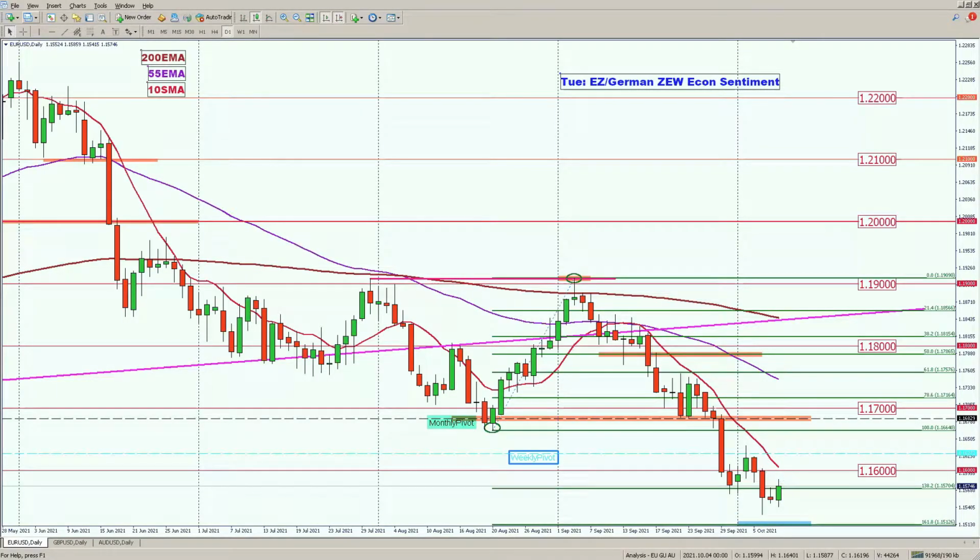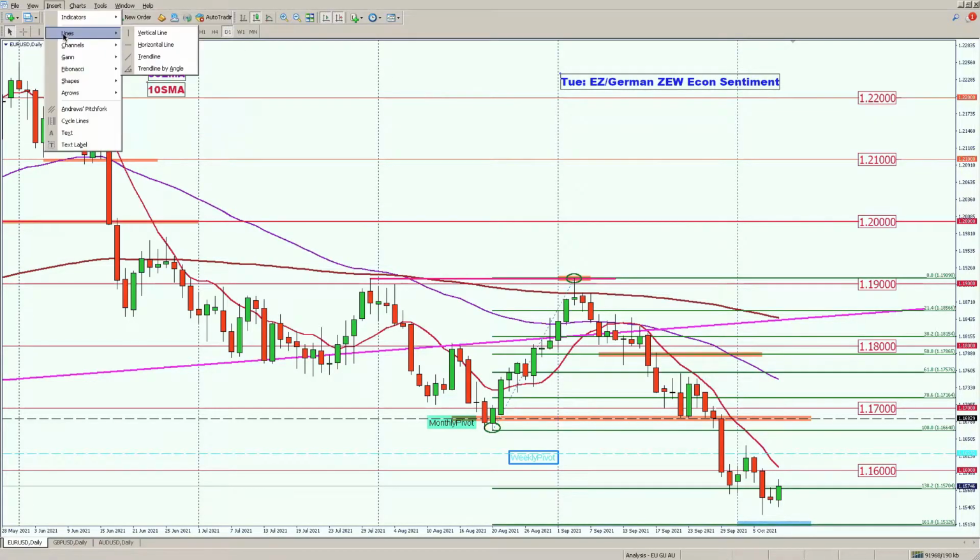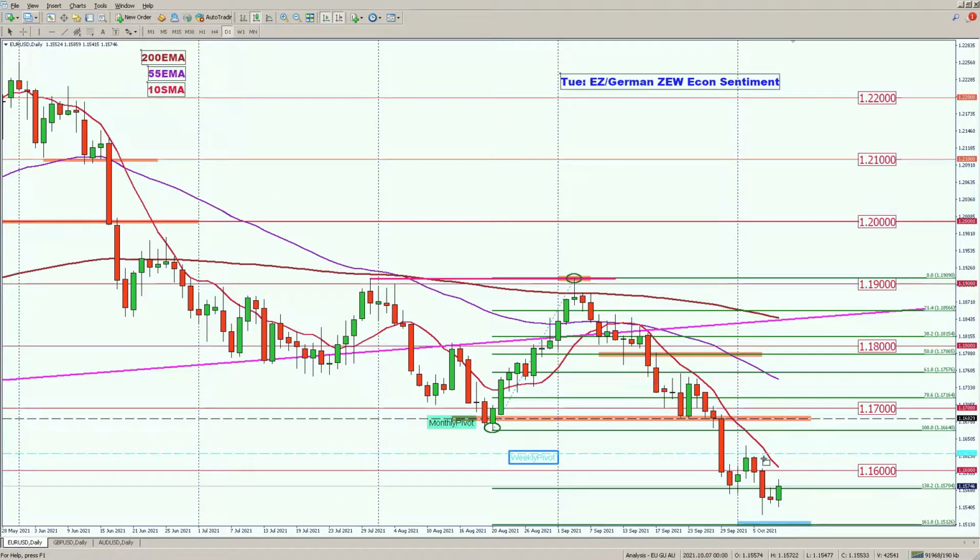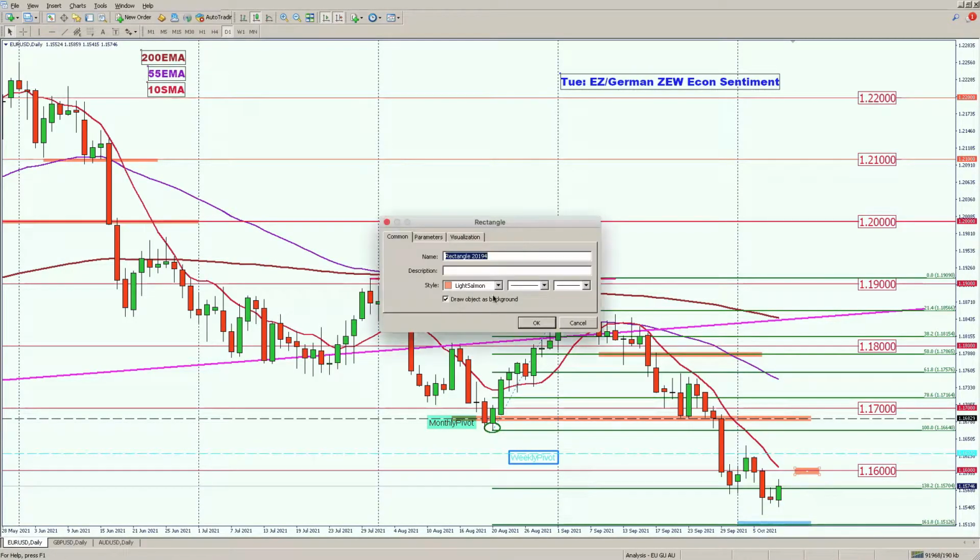So the interim resistance level is at 116, and it's just at the 138 fib for now, just around the 115.70 area. So this is going to provide some interim resistance level.